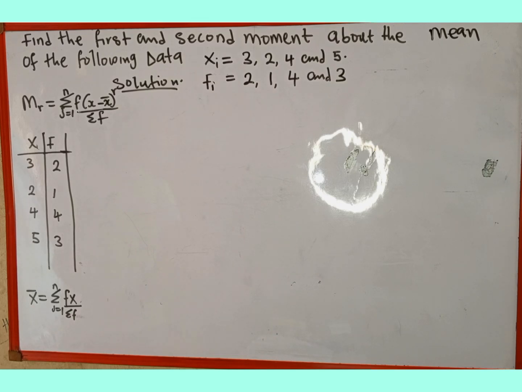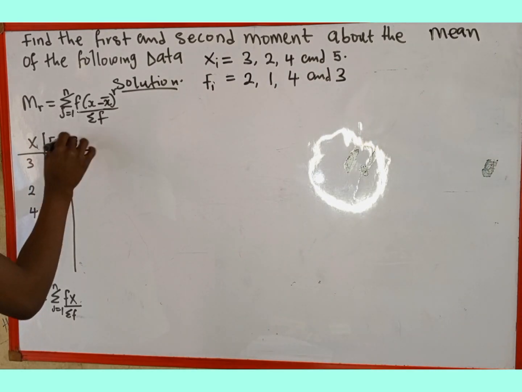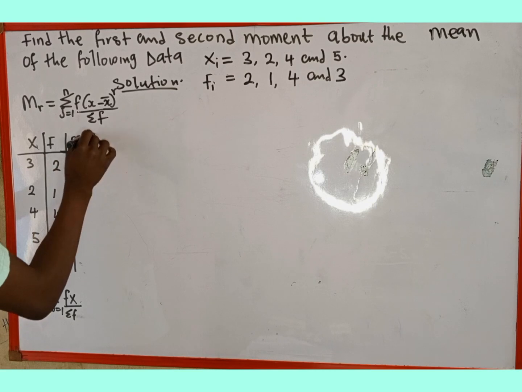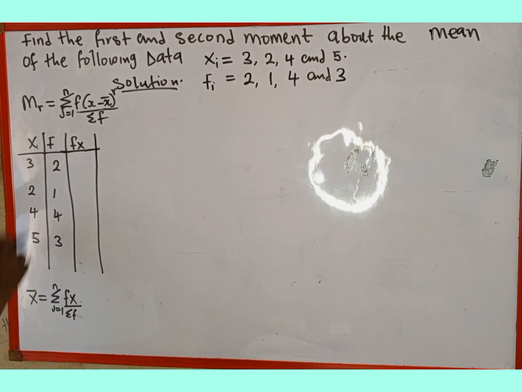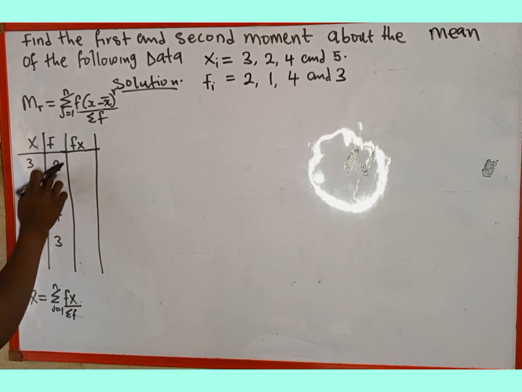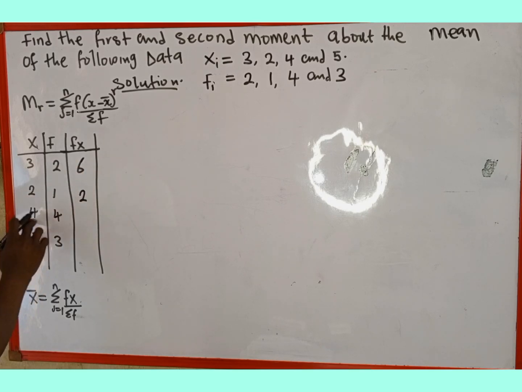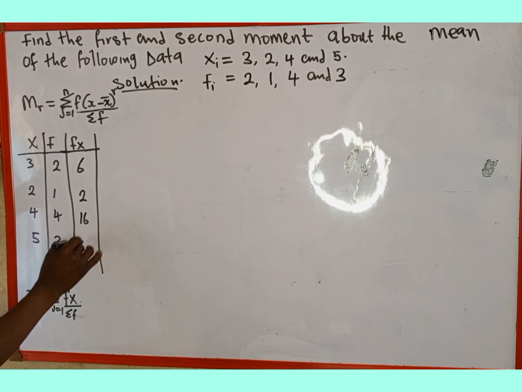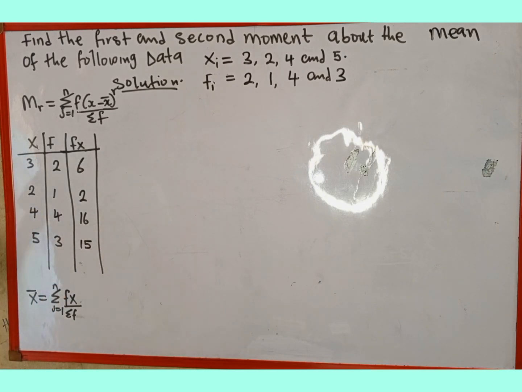So if you look at this table, we don't have f of x, but we have f and also x. So what we need to do now is to get f of x. F of x means f multiplied by x. So we're going to have 3 multiplied by 2, which is going to give us 6. 2 multiplied by 1 is going to give us 2. 4 multiplied by 4, it will be 16. Then 5 multiplied by 3 is going to give us 15. So this is f multiplied by x.